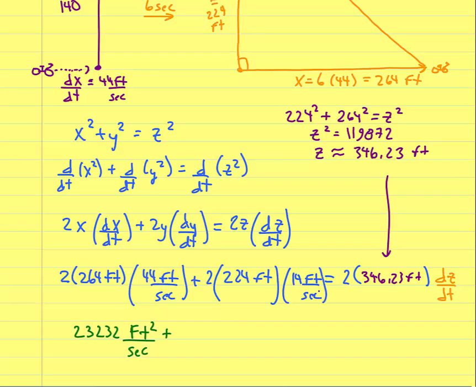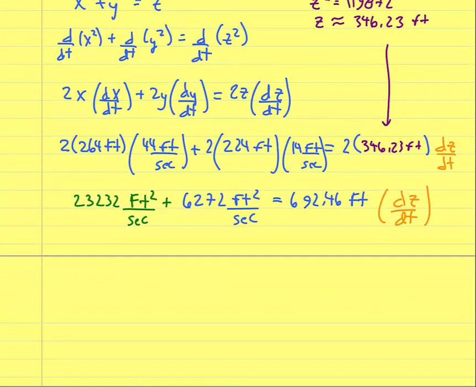So I'm going to take it times 14, and I'll have 6,272 feet squared per second equals, and then on the right hand side I end up with almost 700, 692.46, and this is just feet. And of course the variable that I'm trying to find here is dz dt, that distance. So we have some simplification that we need to do here, so once again algebra comes in handy.